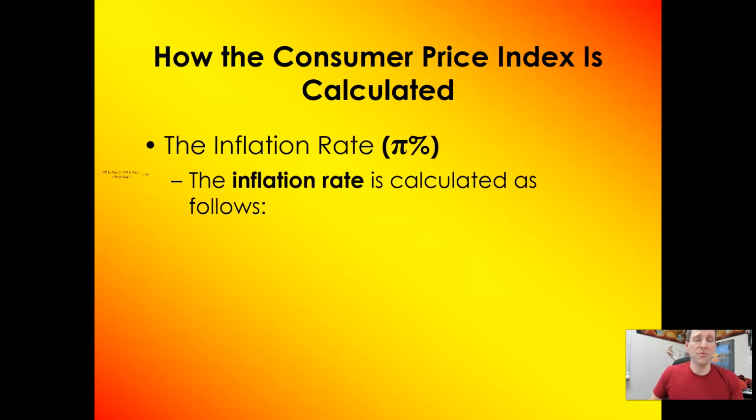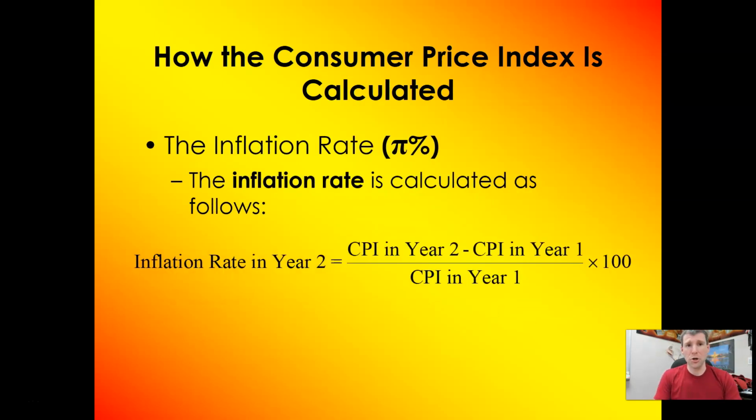Okay, so the inflation rate calculation, your comparison year, we'll say year 2, would be CPI in year 2 minus CPI in year 1, divided by CPI in year 1, times 100. Now, that all seems complicated. You can write that down if you want to. That is nothing more than a percent change formula. This is the same formula you would use for any percent change. It's basically new number minus old number divided by old number times 100.